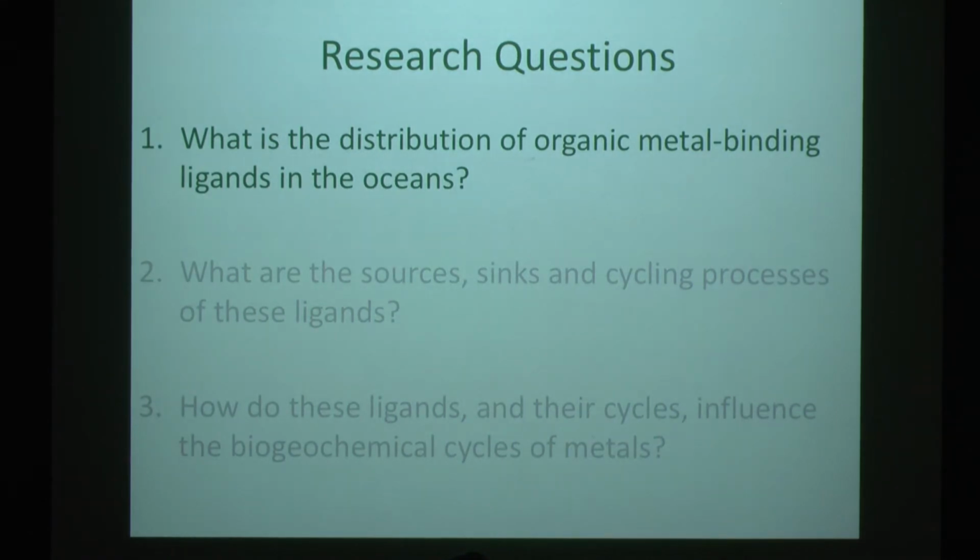So in my lab, we're interested in what is the distribution of these ligands in seawater. What do their depth profiles look like? What are their patterns in the ocean basins? What are the sources, sinks, and cycling processes of these ligands? And how do these ligands and their cycles in turn influence the biogeochemical cycles of metals? So I hope you're all on the same page with me that trace metals matter. Iron is a big one, right? It has big implications globally. And that organic complexation is a governing control on iron cycling. And in particular, the strongest iron-binding ligands, which we refer to as L1 type ligands, are really important.